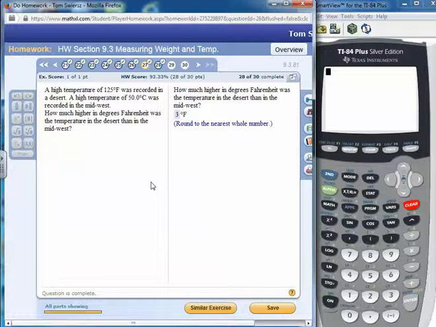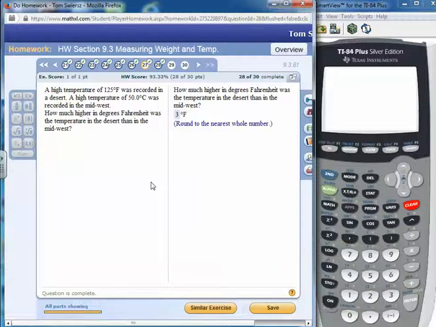Let's look at number 27. A high temperature of 125 degrees was recorded in a desert. The high temperature recorded in the Midwest was 50 degrees Celsius. How much higher in degrees Fahrenheit was the temperature in the desert than the Midwest? Okay, so we've got to convert everything into Fahrenheit, right? Because we want to compare in Fahrenheit.